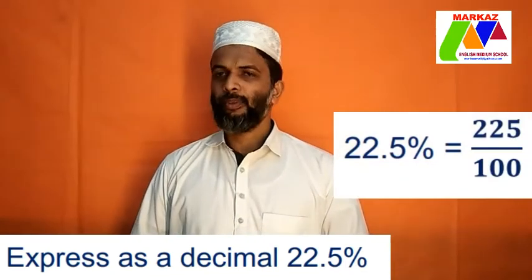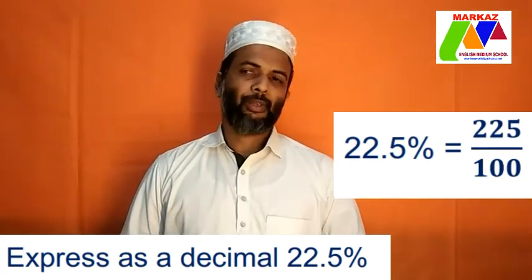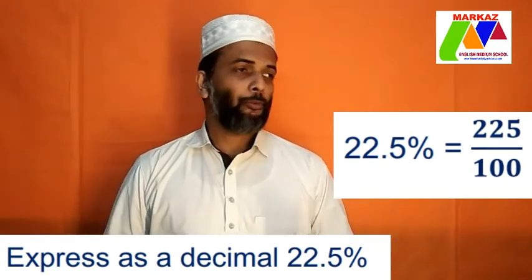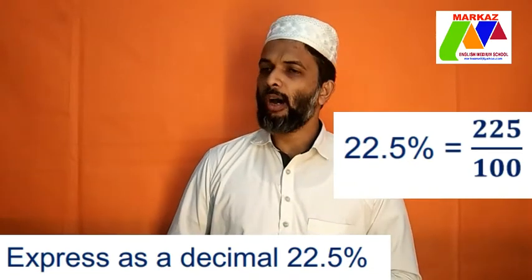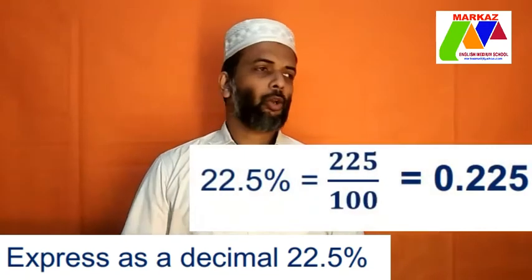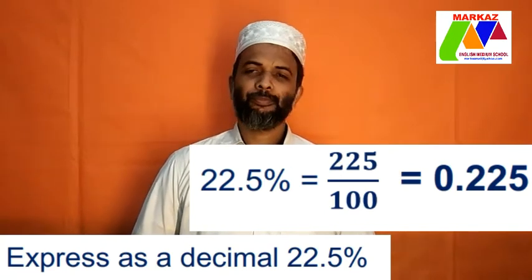One more example. Express 22.5% as a decimal. How to convert percent to decimal number? Yes, divide the given number by 100. You know, to convert a decimal fraction into a decimal number, here the denominator is 100. So put the decimal point before the 3 digits. So our answer: 22.5% is equal to 0.225. All of you clear?